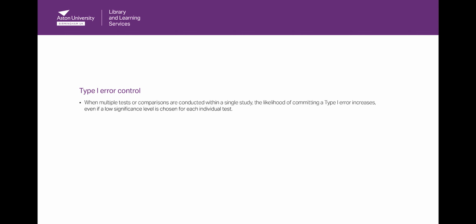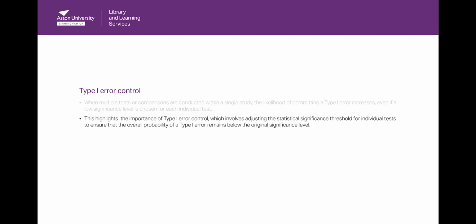When we run multiple tests within a single study, each test carries a risk of rejecting a true null hypothesis. As the number of tests increases, so does the overall probability of making at least one type 1 error. Even if we use a low significance level for each individual test, the cumulative risk across all tests becomes unacceptably high. This is where type 1 error control becomes essential.